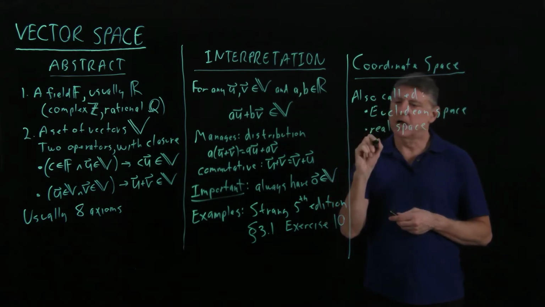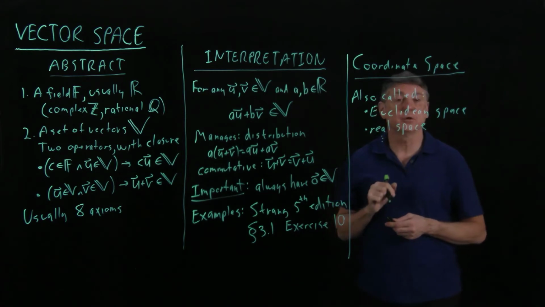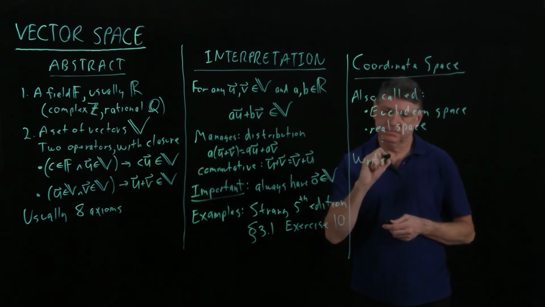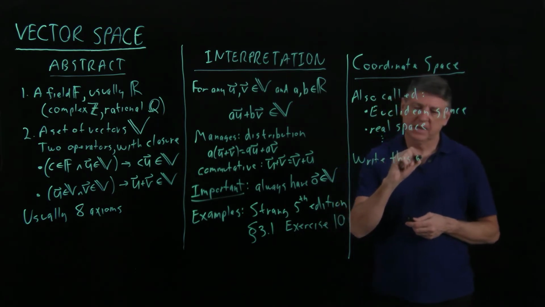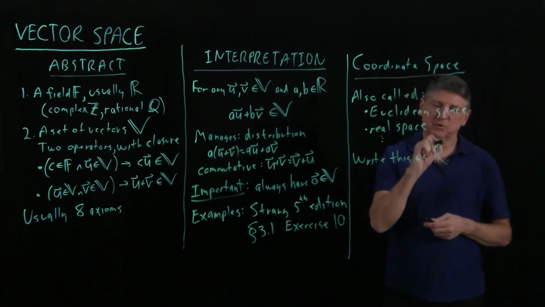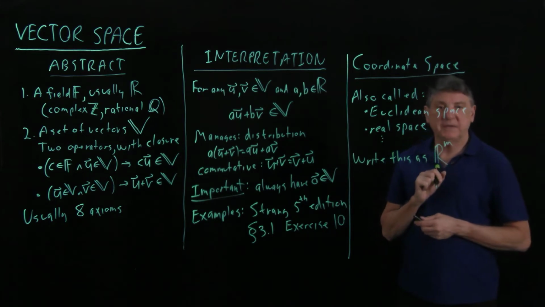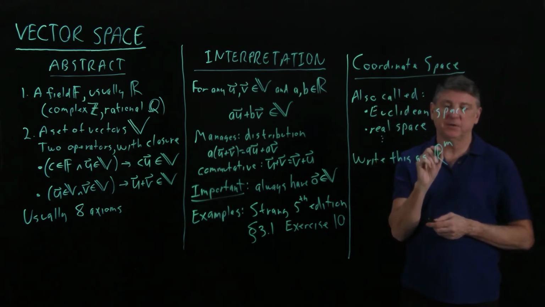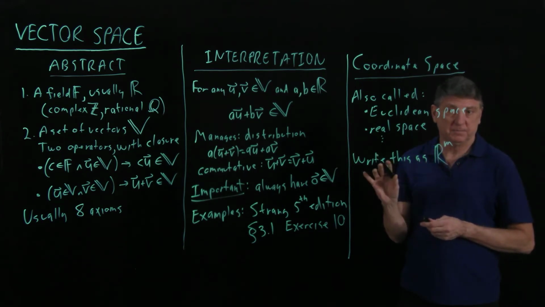And I'll just say, because there are lots of names for it, we write this as real numbers to the power m, and what we mean is that this coordinate space is every vector that has m entries that are real numbers, no matter what they are.